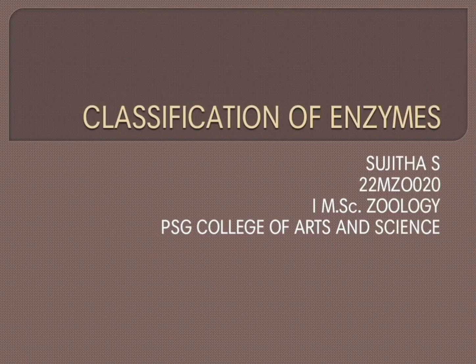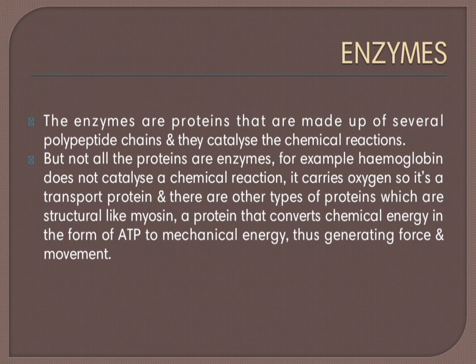In this video, let us see about the classification of enzymes. Enzymes are proteins made up of several polypeptide chains, and they catalyze chemical reactions. But not all proteins are enzymes. For example, hemoglobin is just a transport protein. It doesn't get involved in any chemical reactions. It just carries oxygen to all parts of the body.